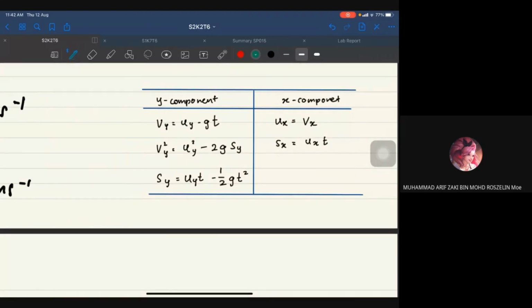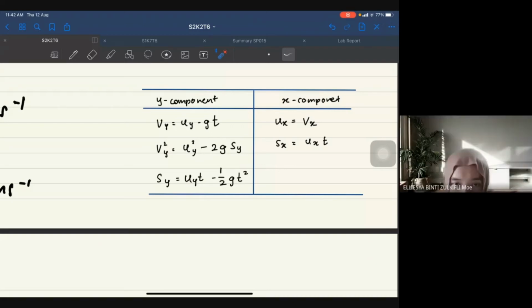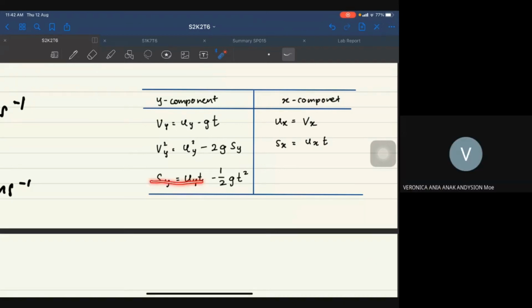Okay, between these three, mana satu kamu nak pakai? You want to find SY, right? Do you have any time? Ada time tak? Tak ada. So, kalau kita tak ada time, kita boleh potong yang ni, betul? So you left with this one lah. Betul tak equation saya? 2A betul lah.